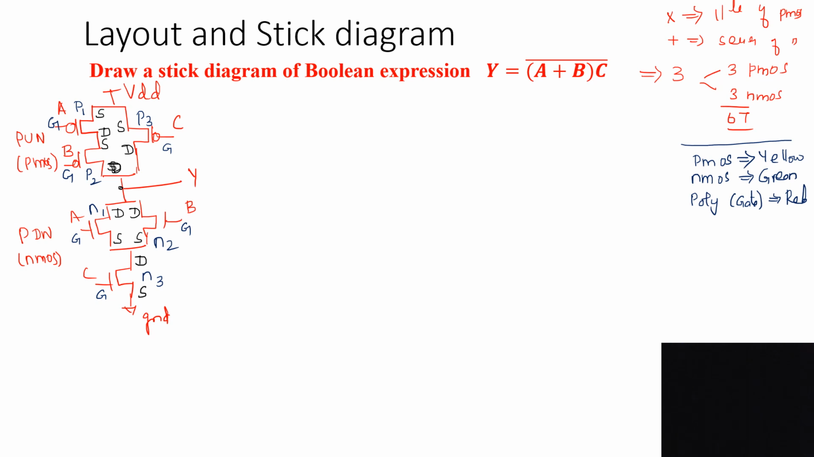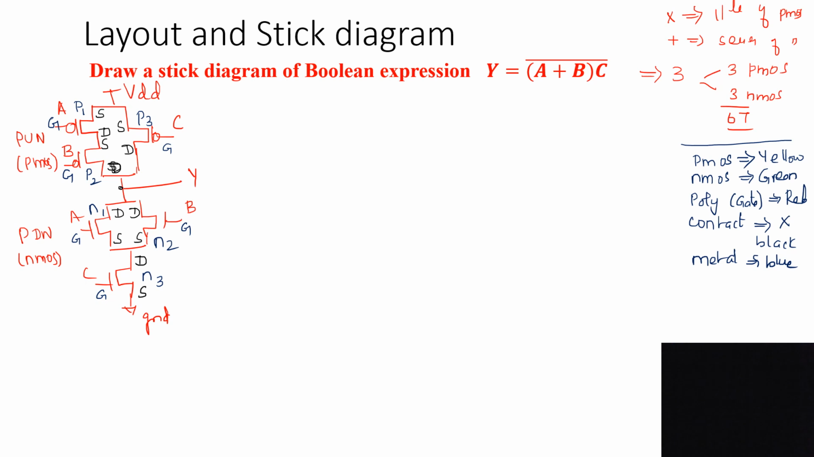So for polysilicon, then we have to use the contact. If you want to make the connection between 2 points, you have to use the contact. For the contact, you have to use the cross symbol with the black color. And if you want to make the connection between the 2 points, you have to use the wires, or it is called metals, right? So for metal, you have to use the blue color. These are all the colors you have to remember before drawing the layout and stick diagram.